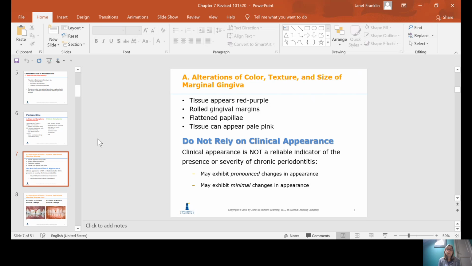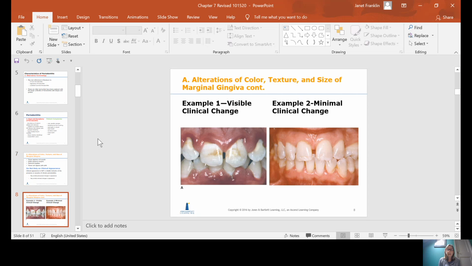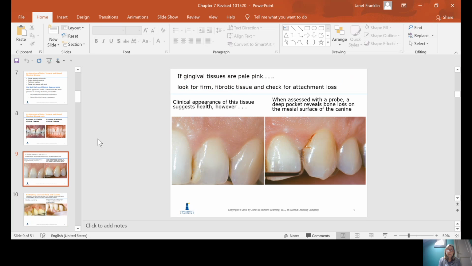Do not rely on the clinical appearance because the appearance may not always be the same. There may not even be a lot of changes in the clinical appearance. So for example, in picture example 1, you can see that's obviously got some clinical appearance changes. But if you look at example 2, there's minimal change in the way the gum tissue looks. That almost looks pink and healthy. When you look at this gum tissue, the clinical appearance suggests it looks healthy. You can see the stippling, it's pink, it's firm, but look what happens when you measure with a periodontal probe.